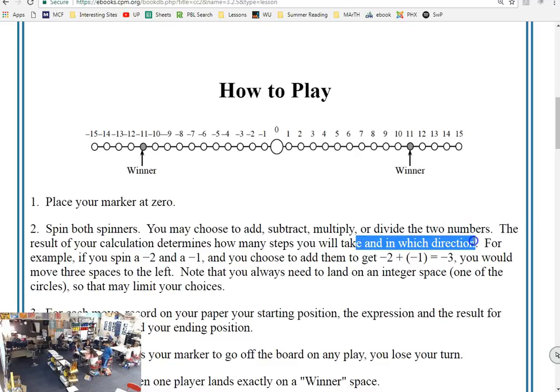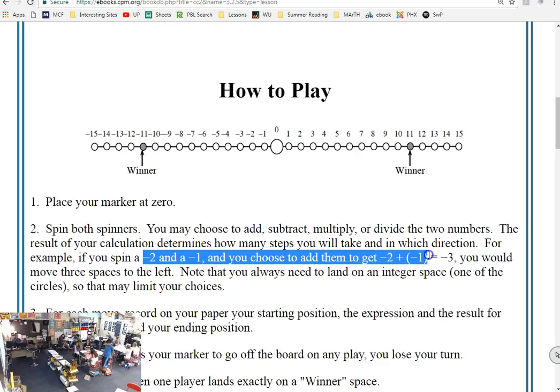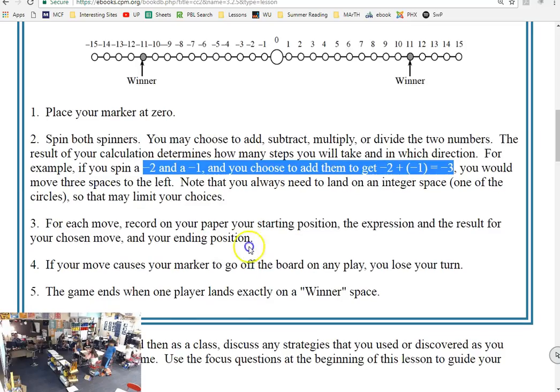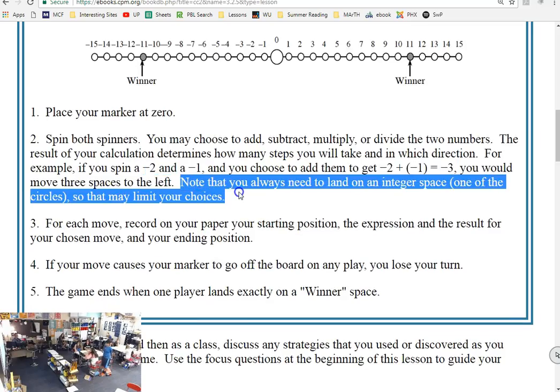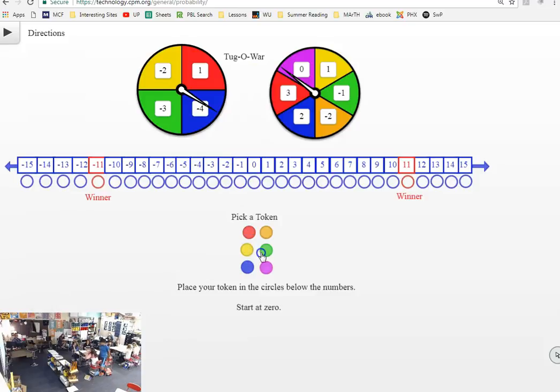What do you think determines direction? Positive, negative. For example, if you spin -2 and -1 and you choose to add them, you'll get -3, so go 3 left. Note, you'll always land on an integer. We're dealing with integers right now. For each move, record on your papers your starting position, the expression, and the result for your chosen move. So we're going to go one at a time, right? If I was playing, I'm going to pick green. And we can have multiple tokens on the same place.